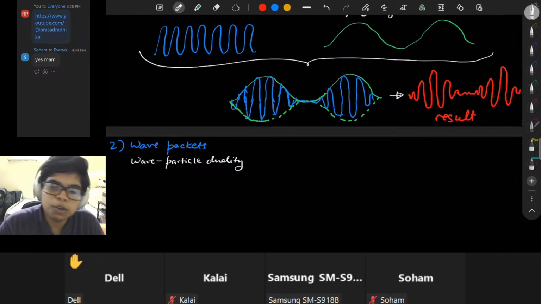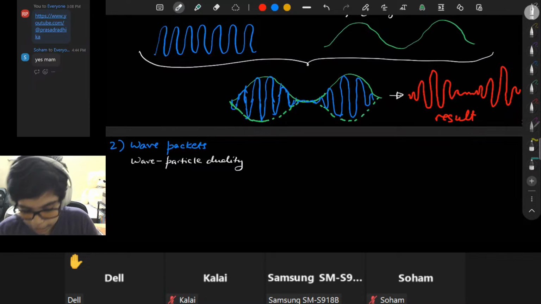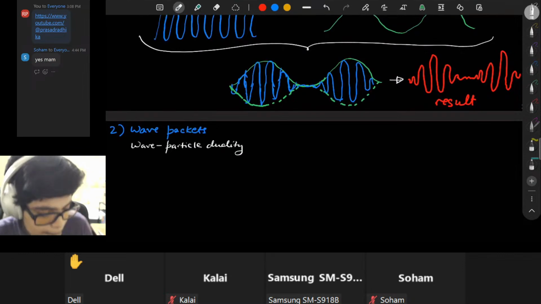So wave particle duality states that electromagnetic fields also display particle-like nature and wave-like nature both, as well as particles, physical objects, they also display, of course, particle-like nature, but also wave-like nature. So that's wave particle duality.